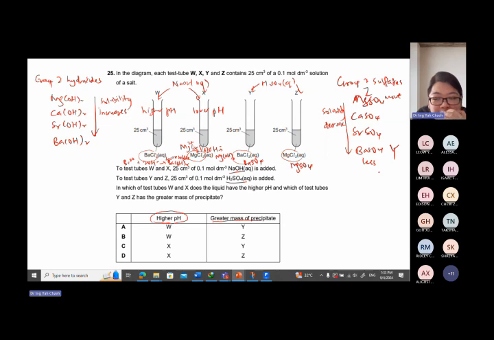The one that is less soluble will give you more precipitate because it stays as solid in the solution. So Y will have a greater mass of precipitate, and W is the one with the higher pH. So the answer is A.